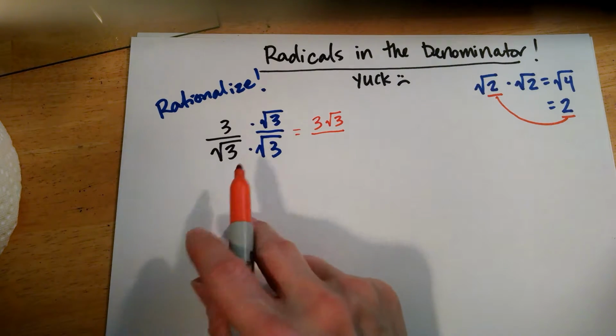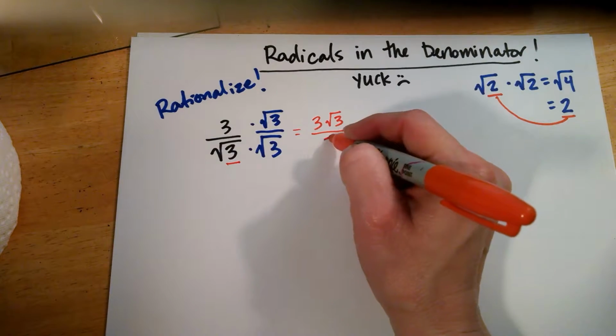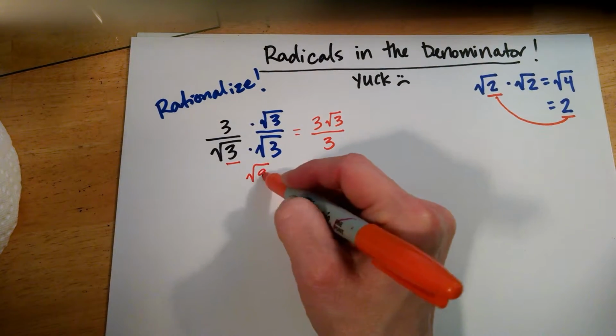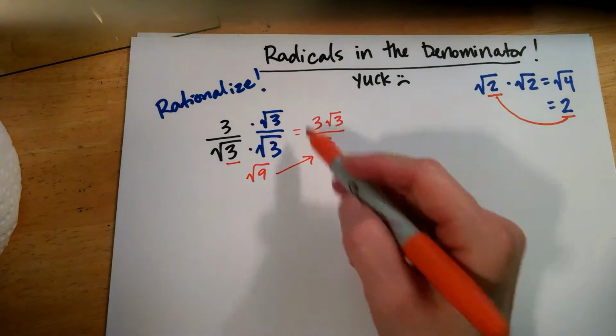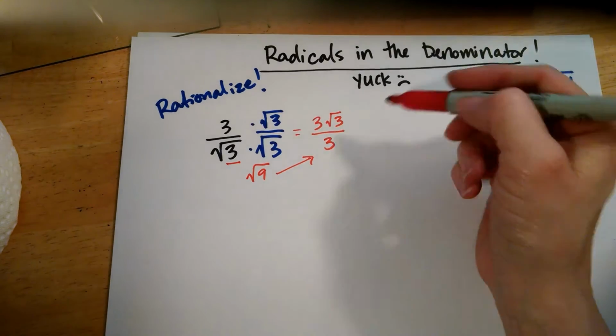In the denominator, if I have a radical times itself, I'm left with just the radicand. Because if you think about it, square root of 3 times square root of 3, that's the square root of 9, which is 3. Okay, so here we go. I've got 3 square root of 3 over 3. Now, I don't think I'm done yet because I see some simplification that can happen. Don't you? Yes, you do.